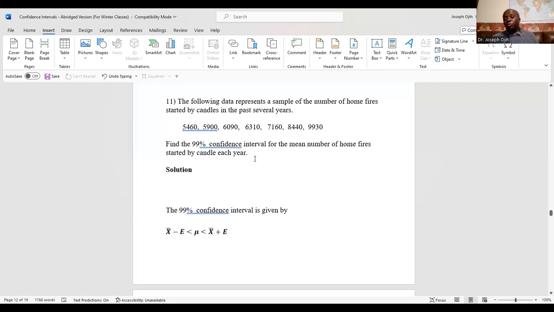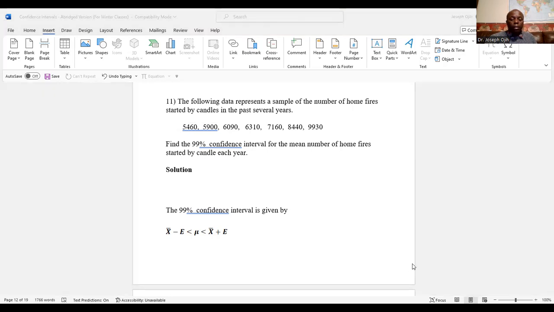So the first thing, of course, is to put the data sets in Excel. Let me write them down so we can put them in Excel. I have 5460, 5900, 6090, 6310, 7160, 8440, 9930. So let's go and put this in Excel, and then we can go from there.